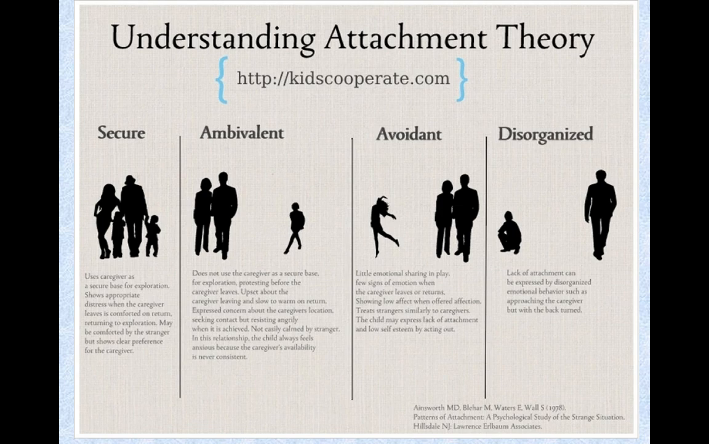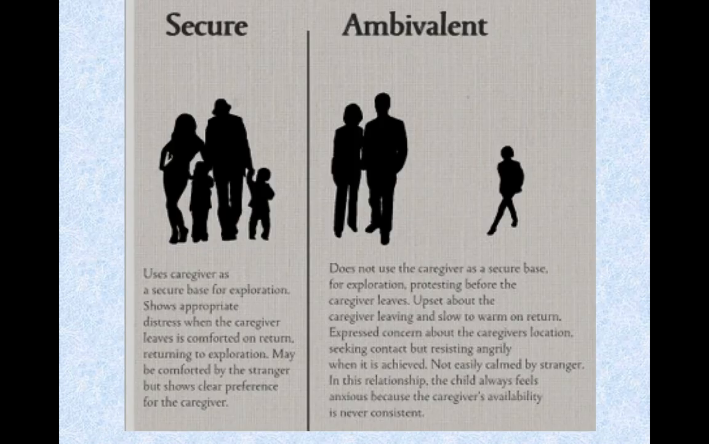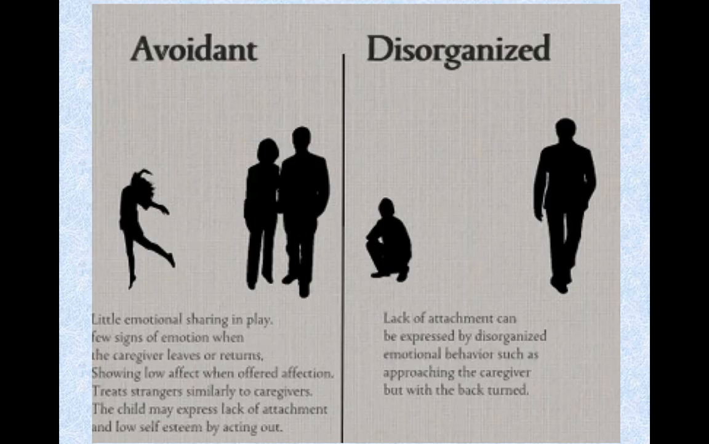So here's a nice little infographic of the four different types. We didn't talk about disorganized, but they just don't care when the parent leaves, and they don't really care when the caregiver comes back. So here's a little bit more up close. I know the image isn't great, but take a second and read over that. And then here's the next ones, avoidant and disorganized.